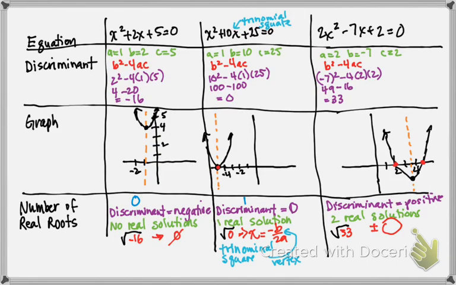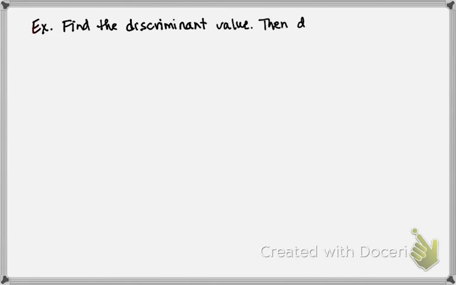Let's do some examples real quickly. And the directions say, find the discriminant value. Then determine the number of real solutions of the equation.